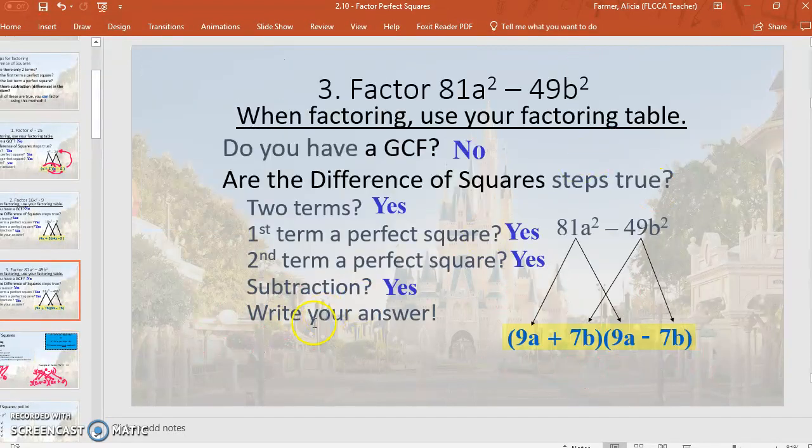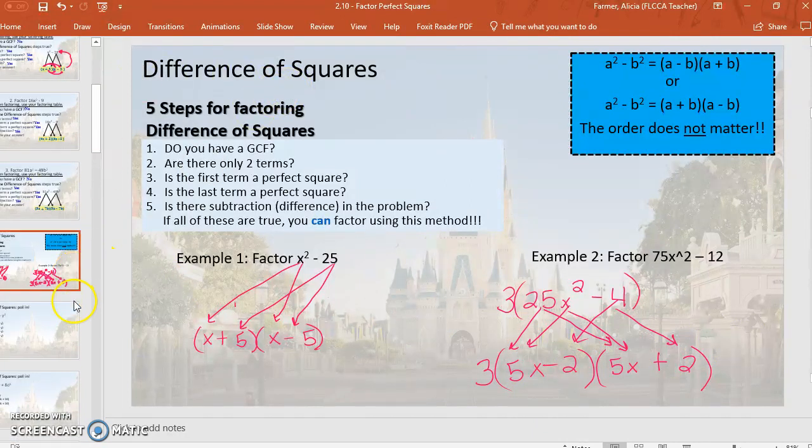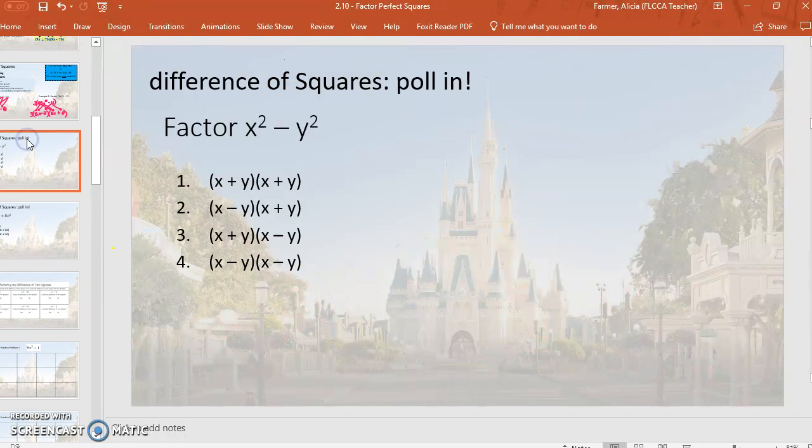Not so bad. It's pretty easy. The process itself is not hard. The difficult part is recognizing if it is a perfect square, or if you can even use difference of squares. So let's try that. So this one, if I were to factor this, I have to ask myself, the first one is a perfect square, the second one's a perfect square, and there's a minus sign. Cool, I can use this method.